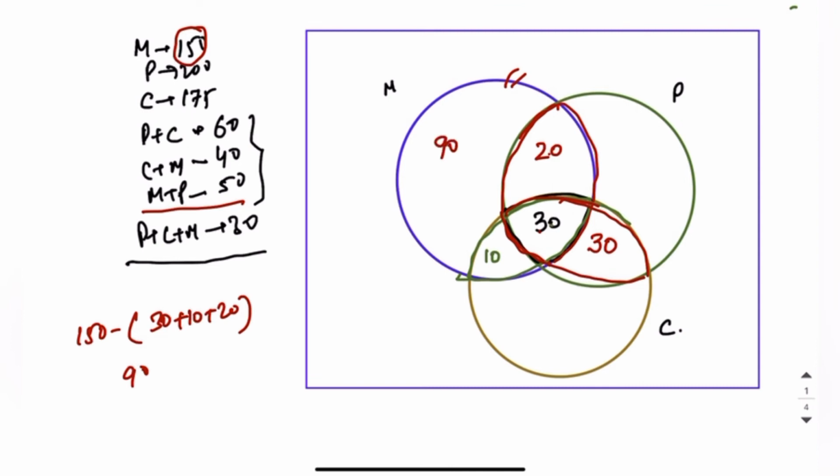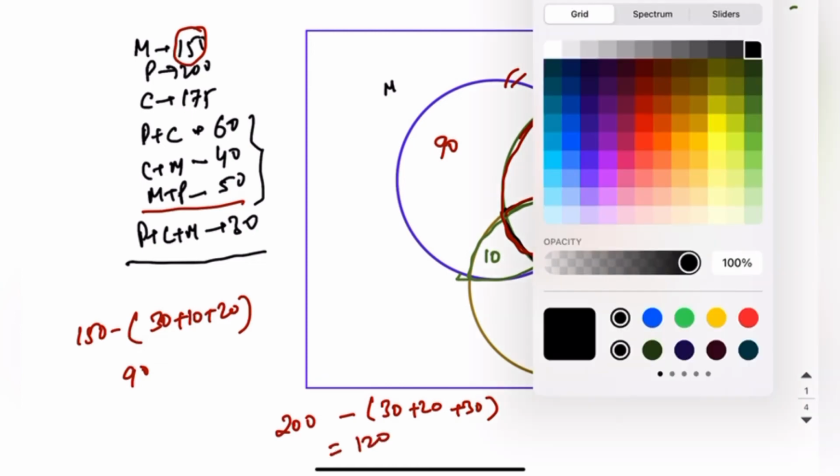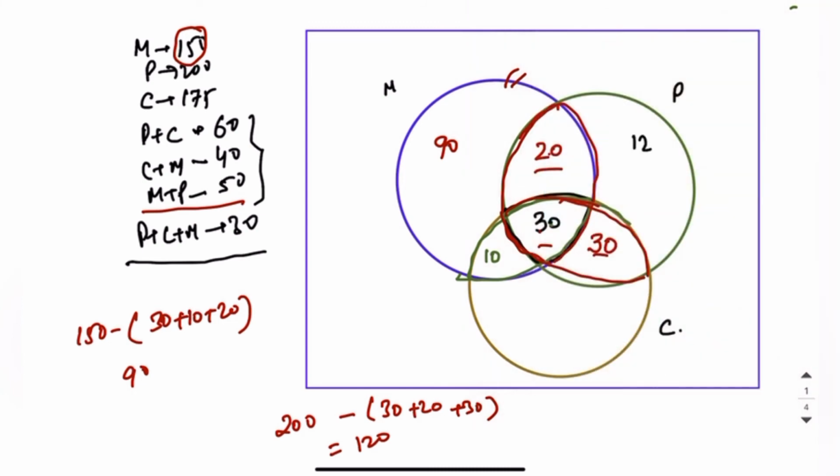Now coming on to the green circle, which is for physics, the total students for physics are 200, and already 30 plus 30 plus 20 students are placed, means 30 plus 20 plus 30. So it comes out to be 120. Total number of students in this region are 120.